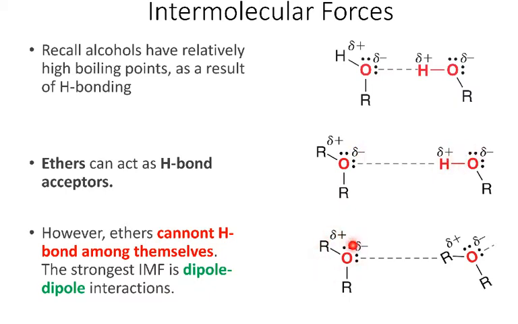But if I have two ethers, they can't hydrogen bond with each other, because in order to have hydrogen bonding, I've got to have a hydrogen directly connected to an oxygen, nitrogen, or fluorine. And in the case of ether, both groups coming off the oxygen are alkyl groups, and so I don't have a hydrogen directly connected to the oxygen. And so in the case of ethers, the strongest intermolecular force is dipole-dipole interactions, right? And so that's weaker than the hydrogen bonding that we would have in alcohols and water.